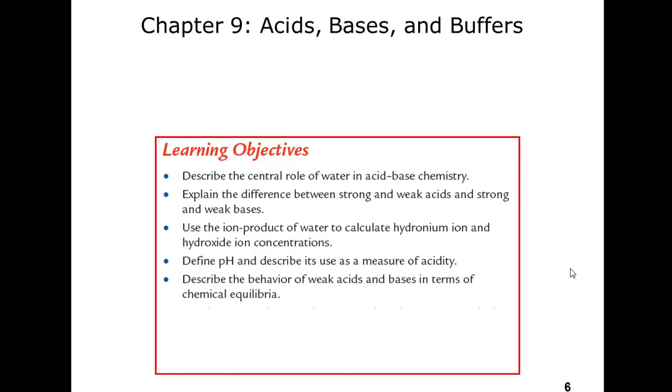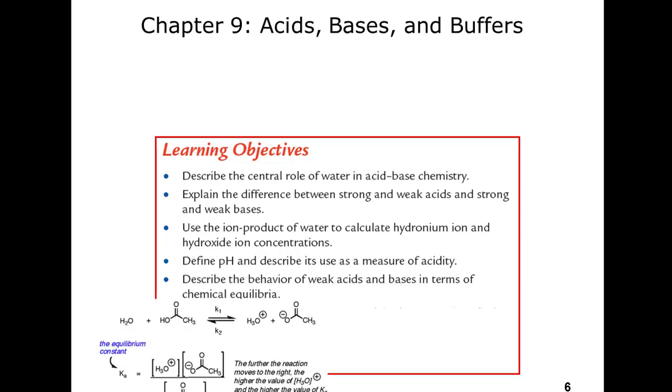We defined what a strong acid is a few slides ago. Here we define the properties of a weak acid. Remember that a strong acid completely dissociates, but a weak acid does not. It only partially dissociates. In fact, a weak acid is defined in terms of chemical equilibrium, the same equilibrium that we learned about in Chapter 8.